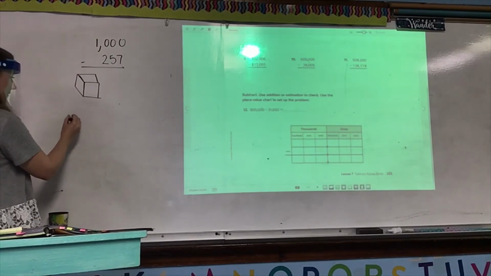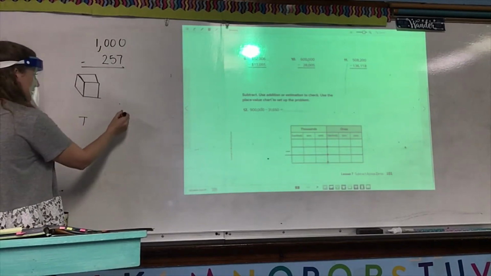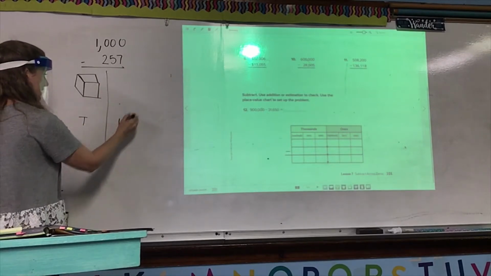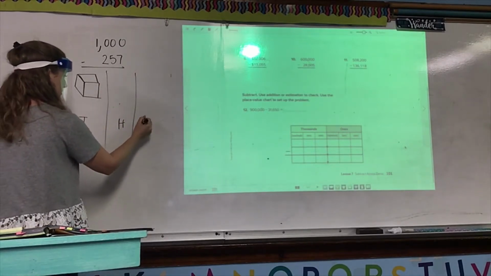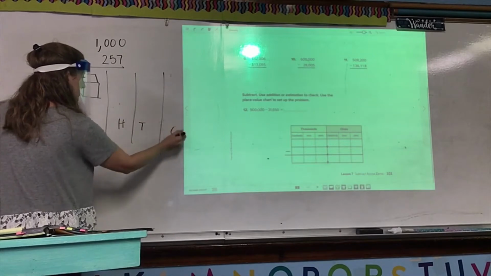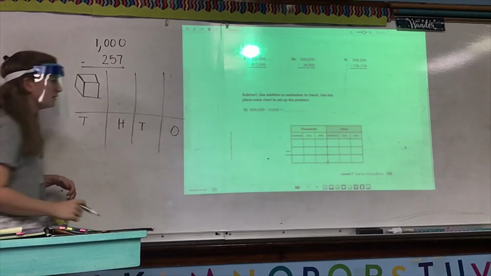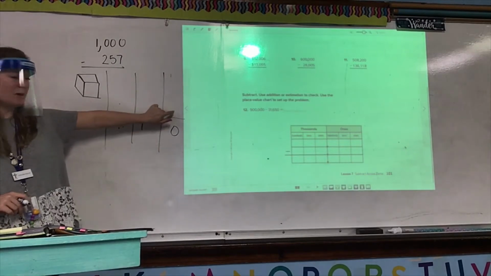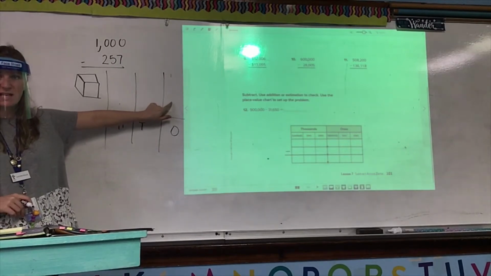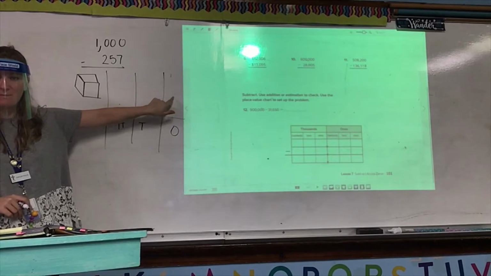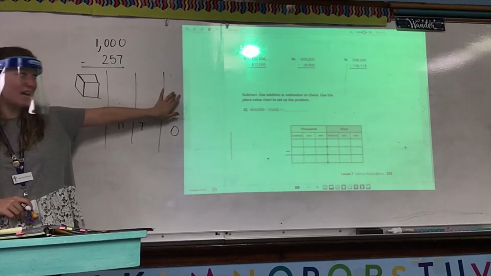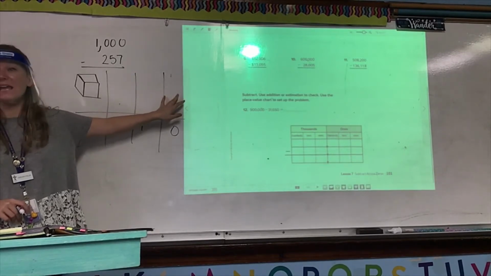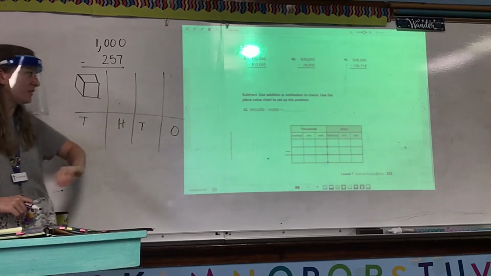So I have thousands, hundreds, tens, and ones. Now I always have to start with the ones. Do I have 7 ones cubes to take away here, class? No. So I have to make at least 10 so that I can get 7 out of it.